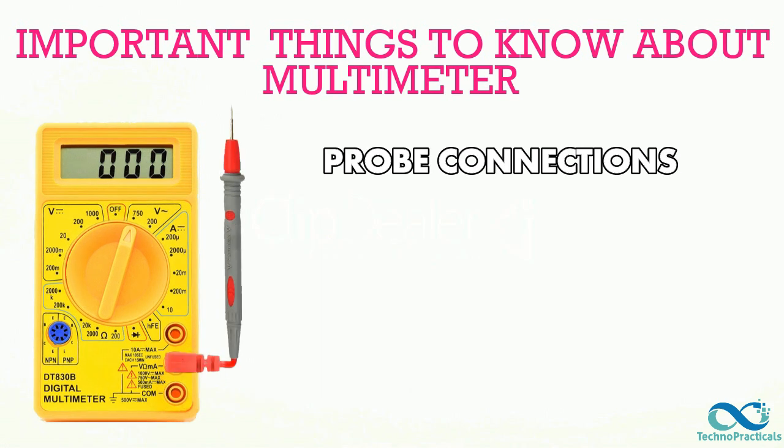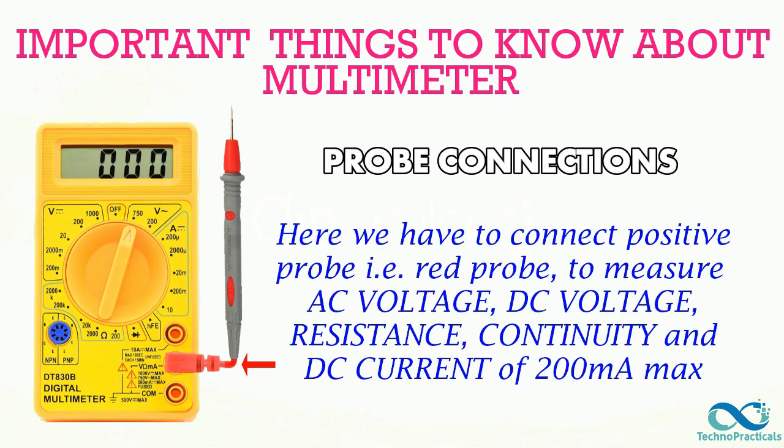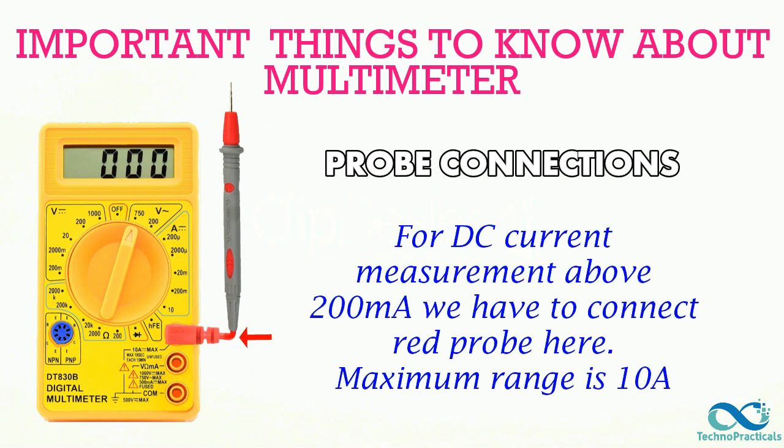The middle position is for red probe, that is for positive probe. This is used to measure AC voltage, DC voltage, resistance, continuity and DC current of maximum 200 milliamperes. In order to measure the current more than 200 milliamperes, we have to shift the positive probe to the topmost position of multimeter. So here we can measure a maximum current of 10 amperes.